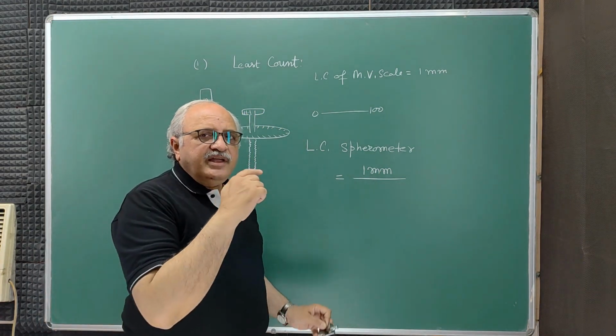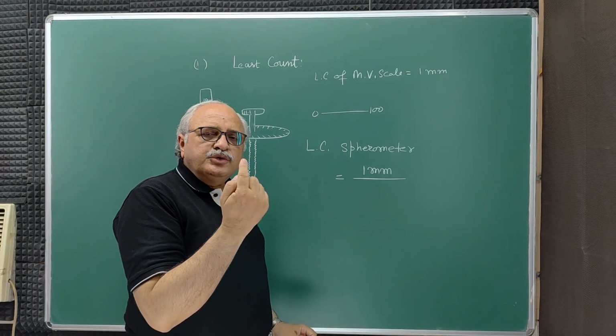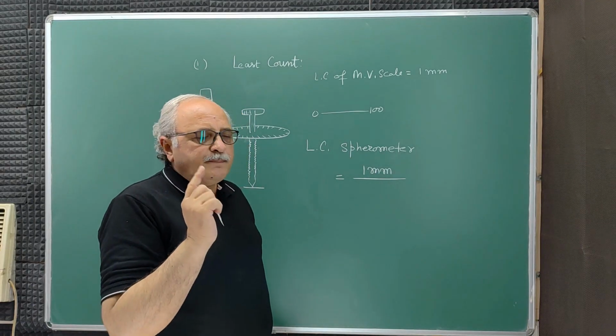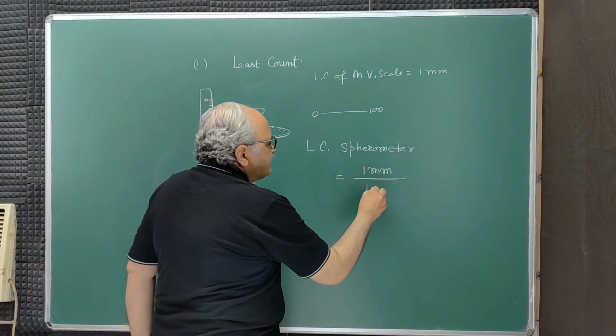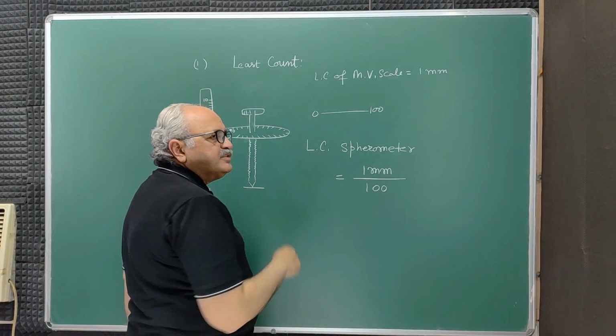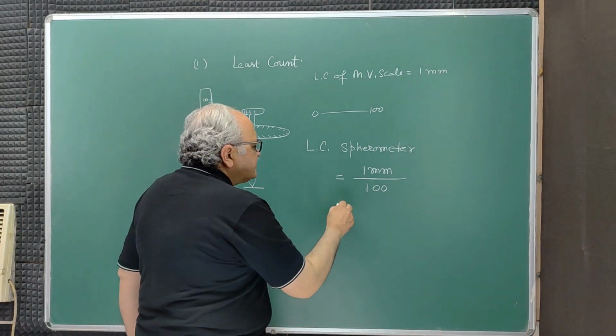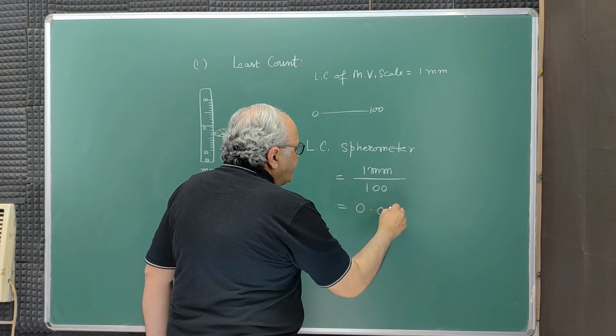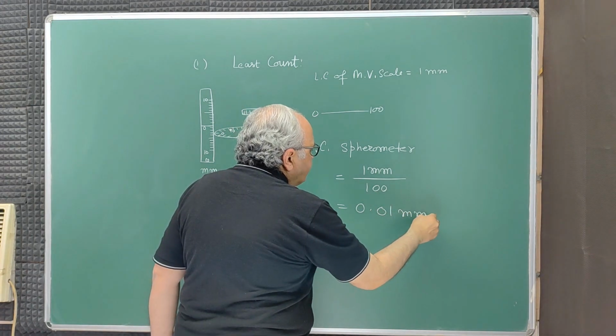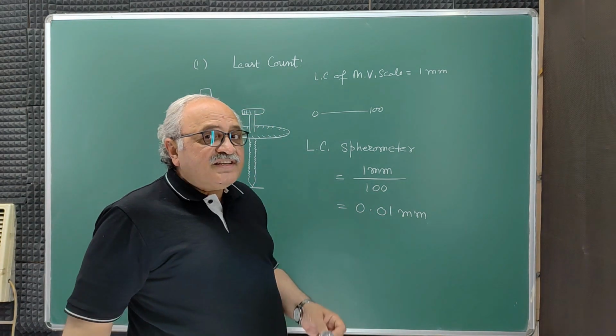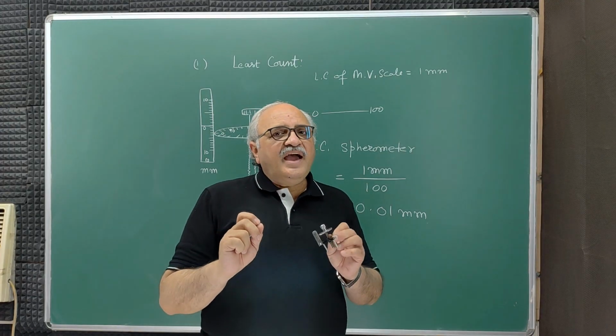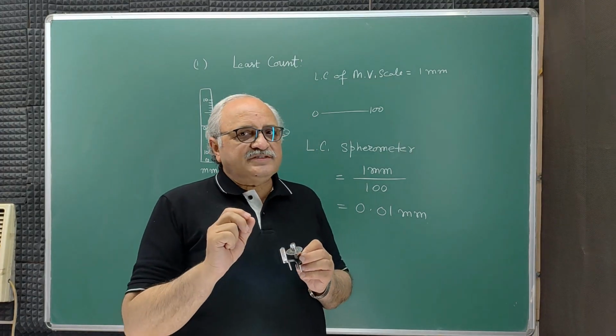Pitch means the distance moved by the screw when one full round is complete. The least count is the pitch divided by the number of divisions on the circular scale, and this comes out to be 0.01 mm. Look at this. This is a similar least count to what we have in the case of the screw gauge.